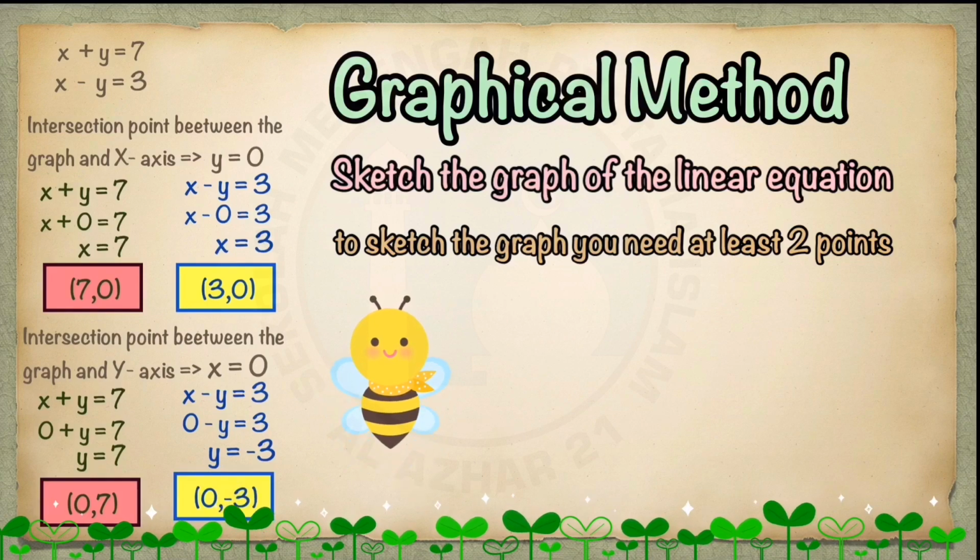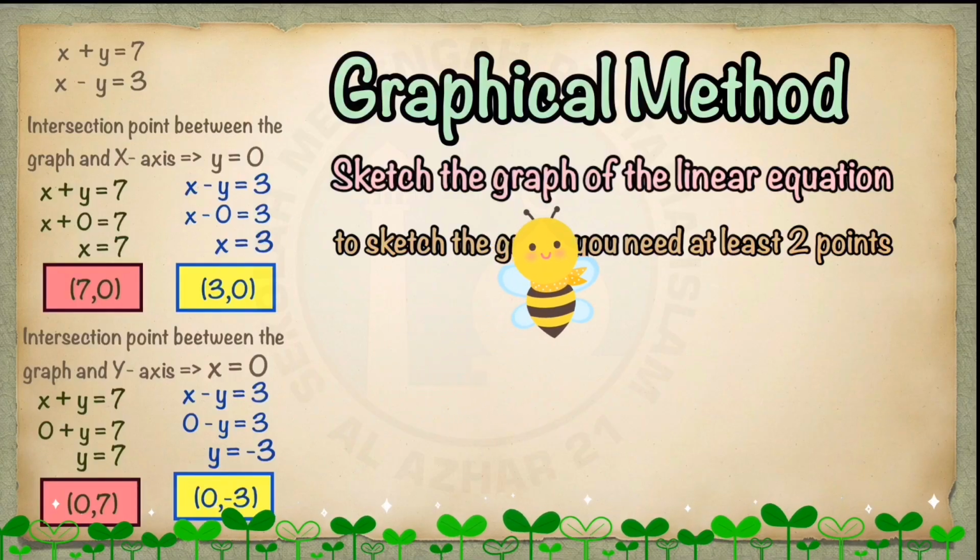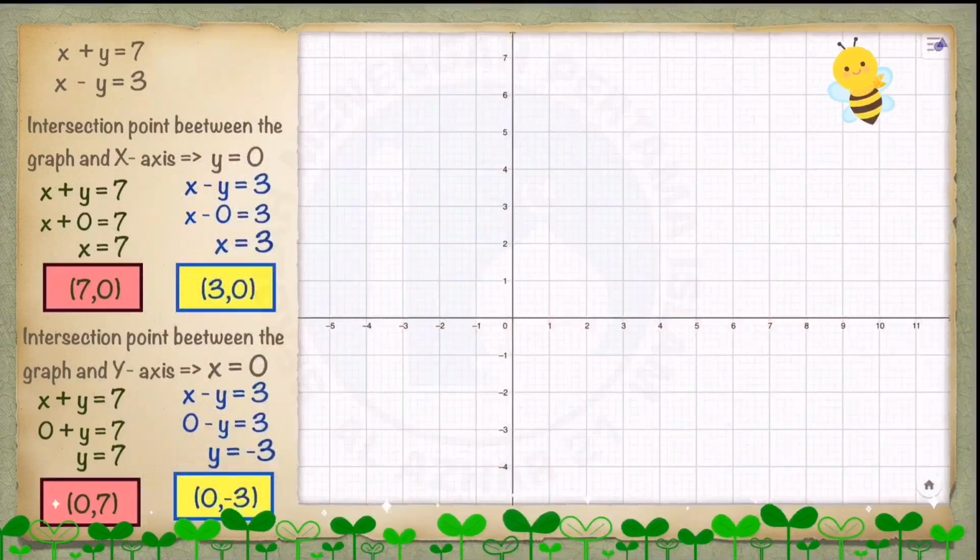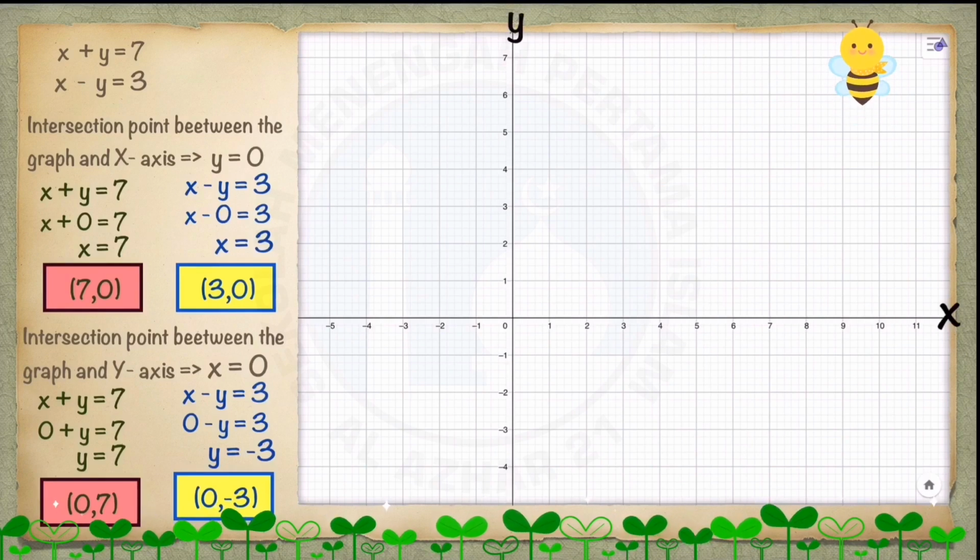The next step is to sketch the graph. To sketch the graph, of course, you have to prepare the Cartesian coordinate, like this. It consists of x-axis and y-axis. Put the points you get, (7, 0) and then (0, 7).